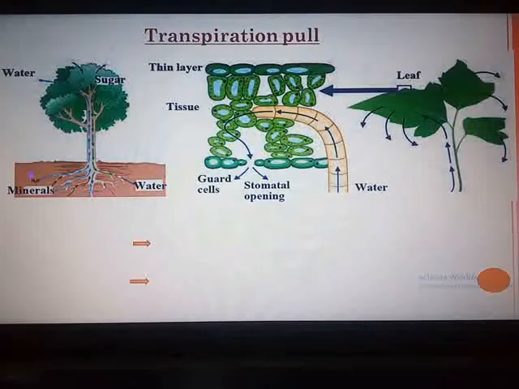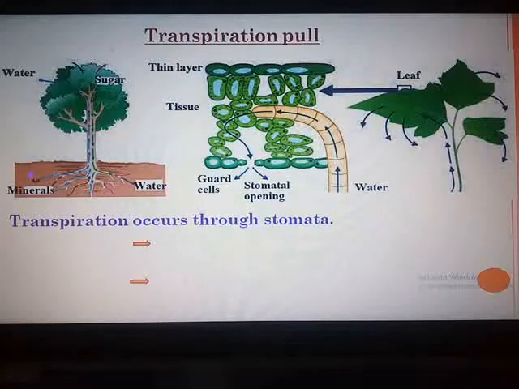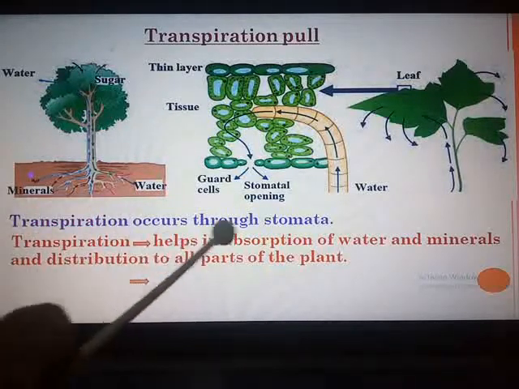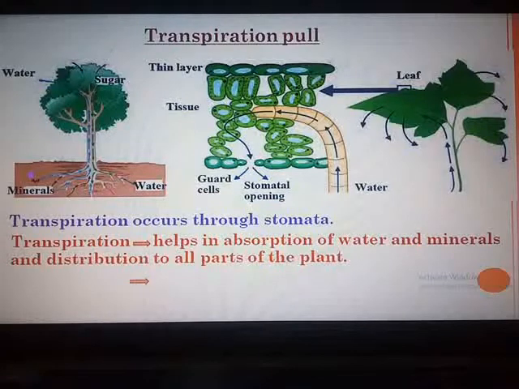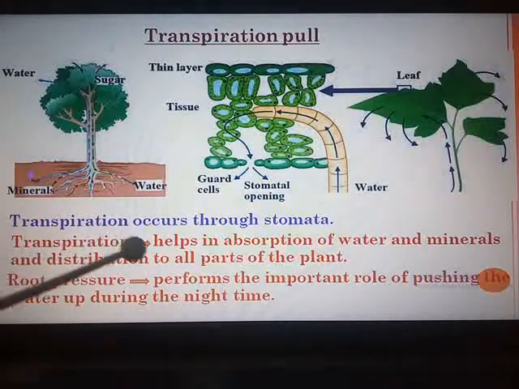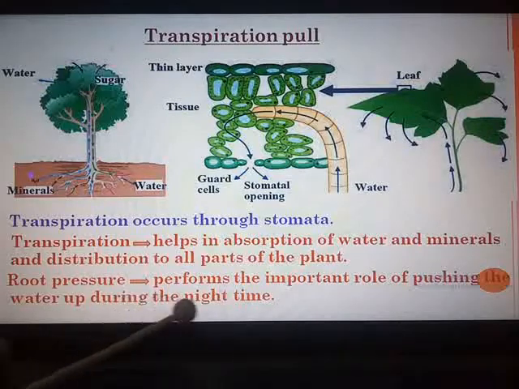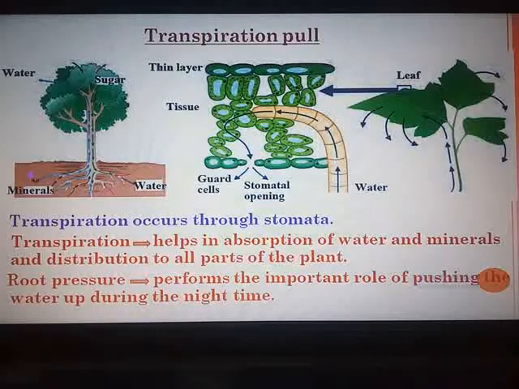the lost water. And this transpiration helps in the absorption of water and minerals and then their distribution to all the parts of the plant. Whereas root pressure performs the important role of pushing the water up, especially during the night time. So we have studied the absorption with the help of roots, what root pressure is, and what transpiration is.